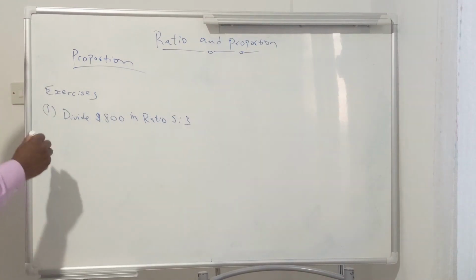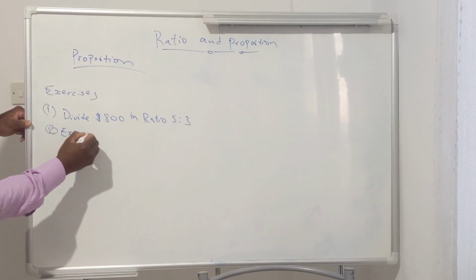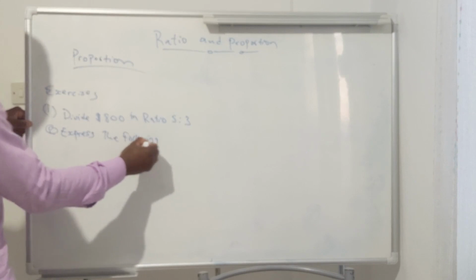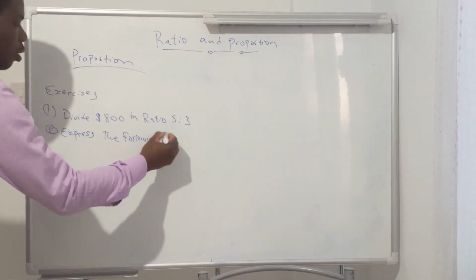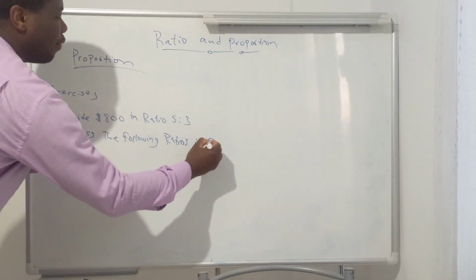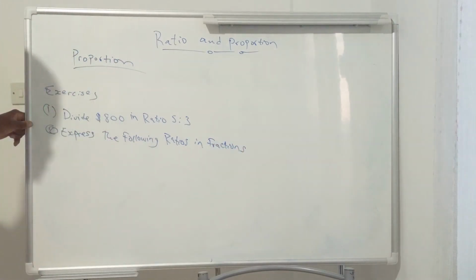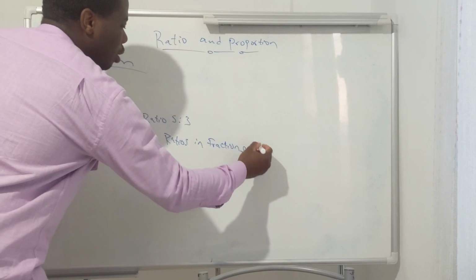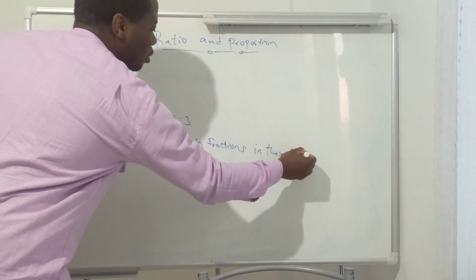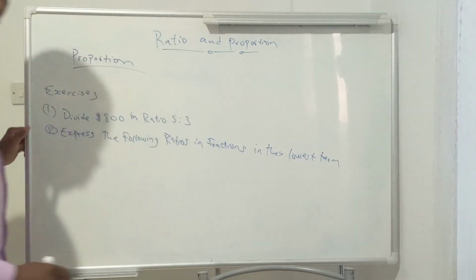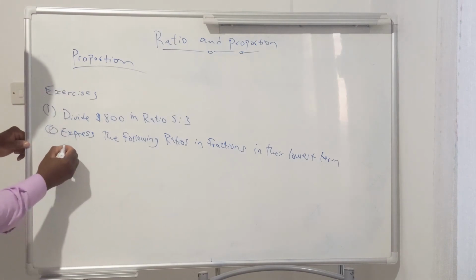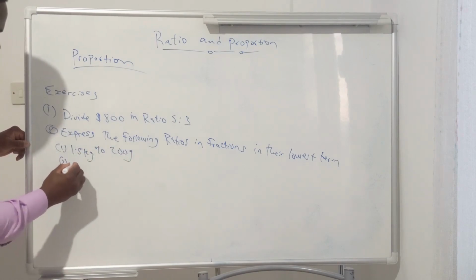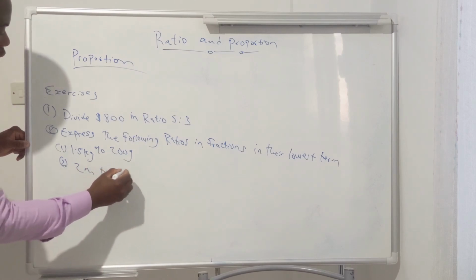Two, express the following ratios in fractions in their lowest term. 1.5 kg to 200 gram, 2 meter to 30 centimeter.